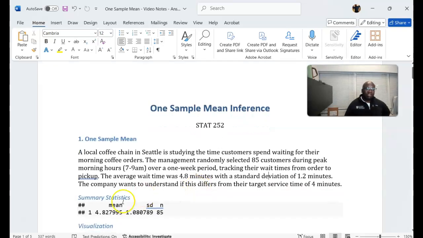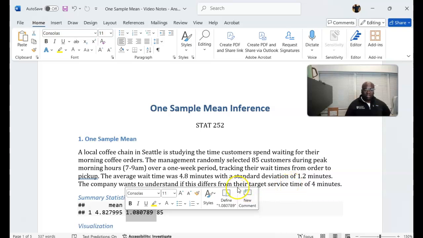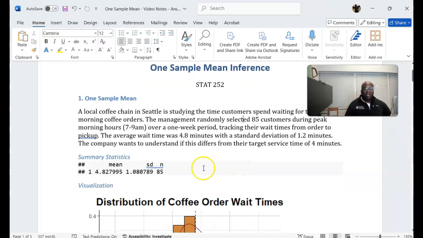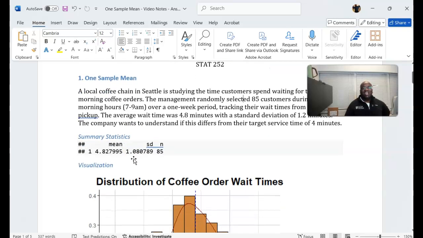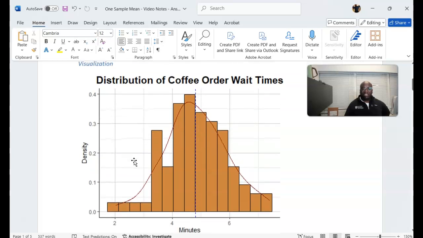So here is my sample mean, again with more details. I guess this was rounded. My apologies. Okay, this is sample standard deviation. Okay, and the sample size is 85. We're going to use this sample standard deviation. Okay, 1.08. Okay, interesting. All right, so that's a summary statistic.